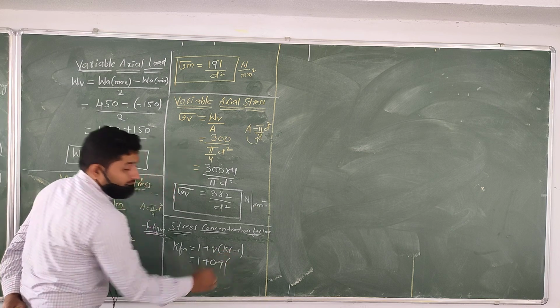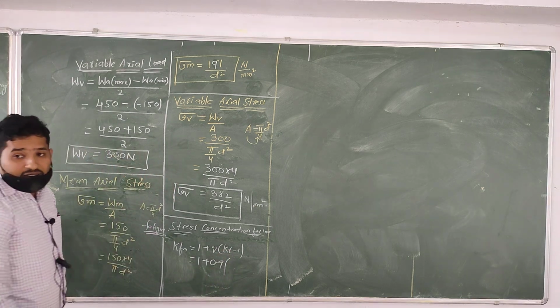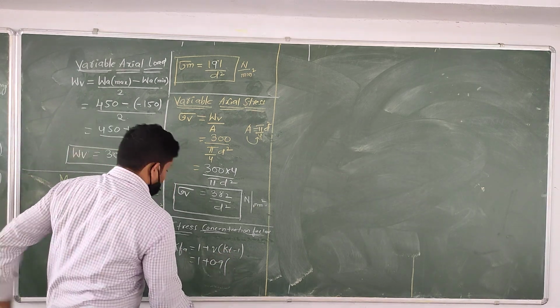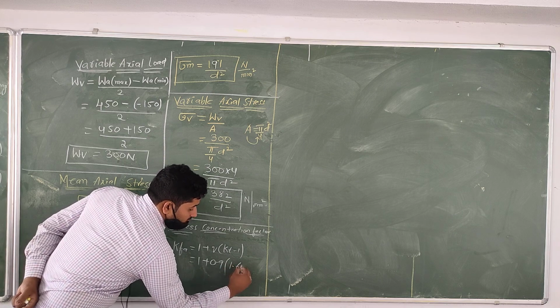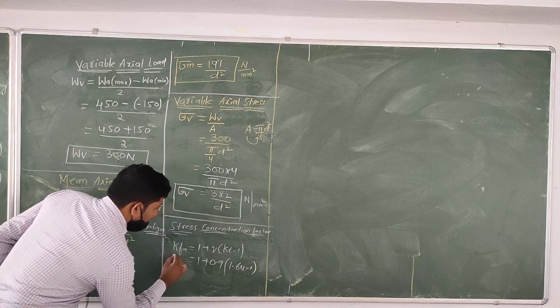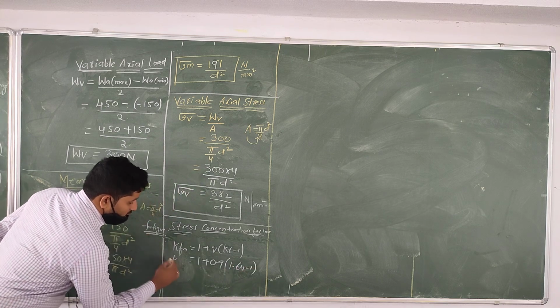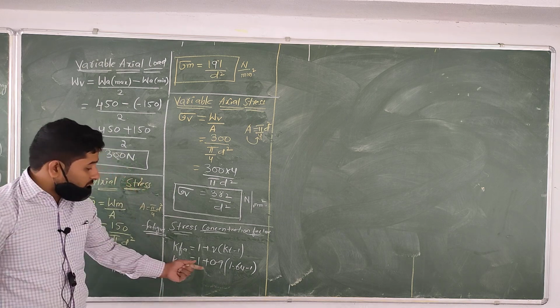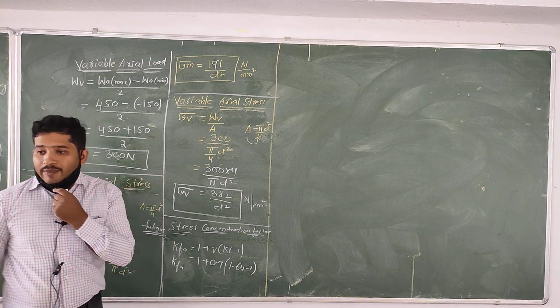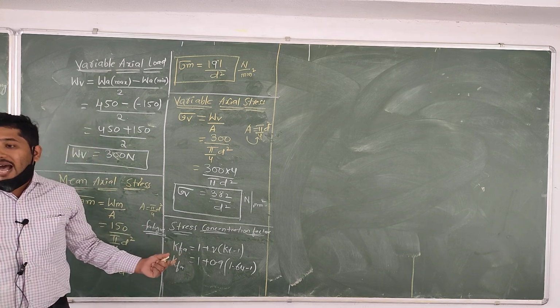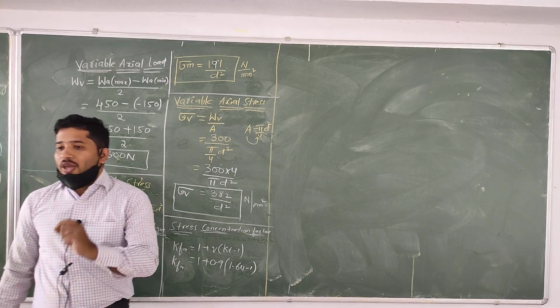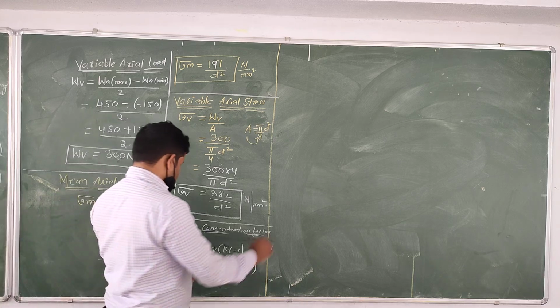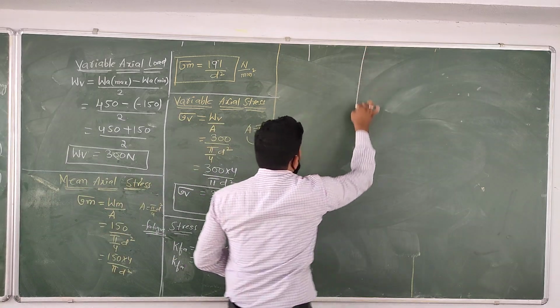0.9. Kt value is how much is given here? Kt value is given as 1.64. Is it right? 1.64 minus 1. That is the value of fatigue stress concentration factor. It is represented by KFA. So if you solve with the help of calculator, then you will get the answer as 1.576.